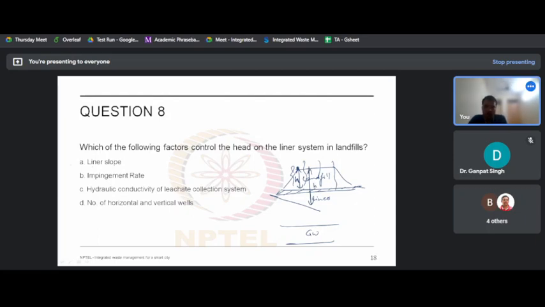So A is correct. Then impingement rate is the rate at which the infiltration will be happening through the landfill material. So B is also important. Hydraulic conductivity is similar to impingement rate. That is the permeability, the ability of the collection system to pass the leachate. So C will also matter. A, B, and C. The number of horizontal and vertical wells does not have any concern with the head on the liner system. So D is not correct. So A, B, and C are correct.